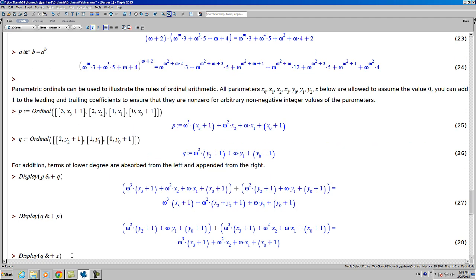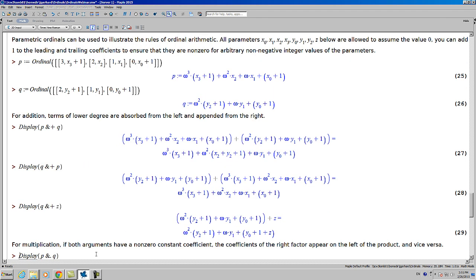For comparison, if you do it the other way around, as I mentioned before, all the terms on the left are of lower order than the leading term on the right, so they get absorbed completely, and the result is just the ordinal on the right. Now, what happens if I do the same thing and just add a constant? So z is a parameter now. It's assumed to be a constant, so the constant will just be added to the constant term. So that's not surprising.